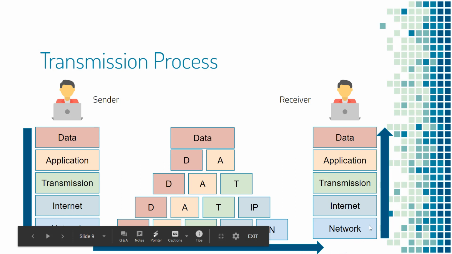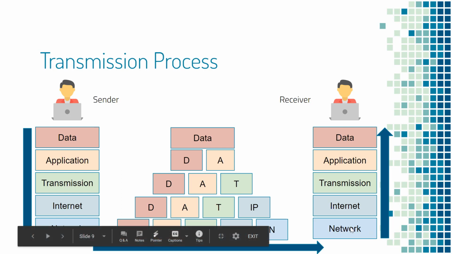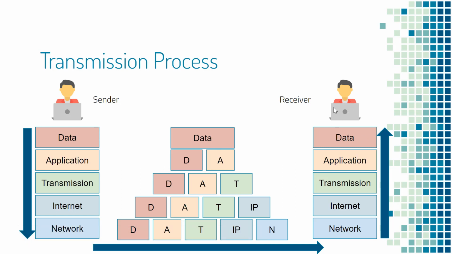Once these frames are delivered to the destination, each layer will take its own data and pass the rest up to the next layer. In this case, the network will take the things that it's designed for. The internet will take the information of the internet. The transmission will take the information about the transmission. And the application will take the data about the application. Then the user or the destination will have the destination data.